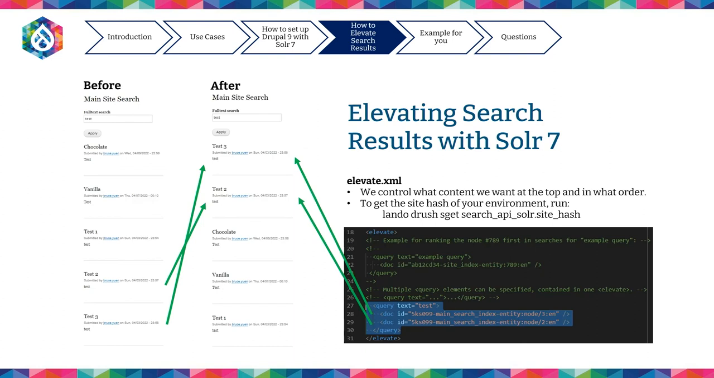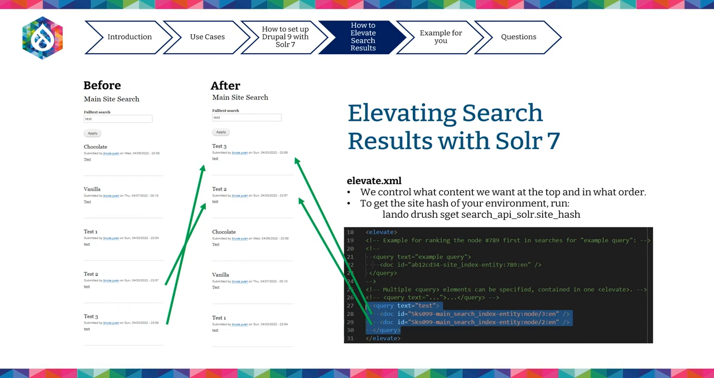And lastly, the last config file of the three is, of course, elevate.xml. This is where you specify which content you want to appear at the top for whichever popular search query. So at the bottom right, with the image of the code and IDE, we have a query tag with a text attribute of test. So what I'm saying, as the developer, is that when the user searches for test, these specific content should be at the top.